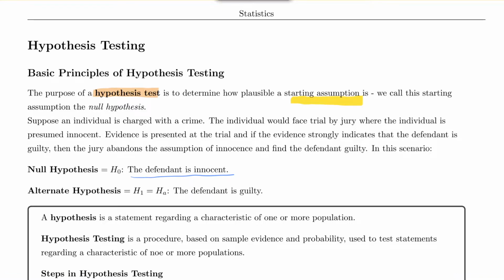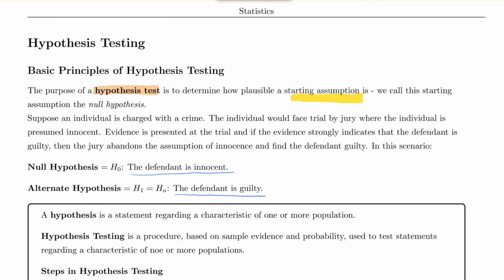And if the evidence does not support otherwise, we assume the defendant is still innocent. But if the evidence supports that the defendant is guilty, we have another, alternative hypothesis, which in this case is that the defendant is guilty. So in this section on hypothesis testing, we're going to look at problems like this: how do we form a hypothesis statement, how do we test it, and how do we make a conclusion.